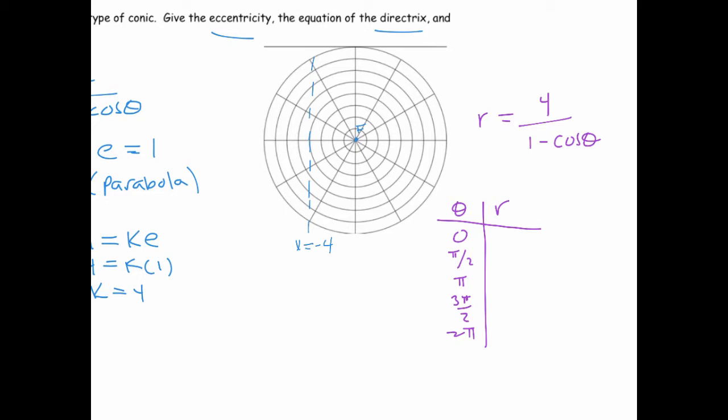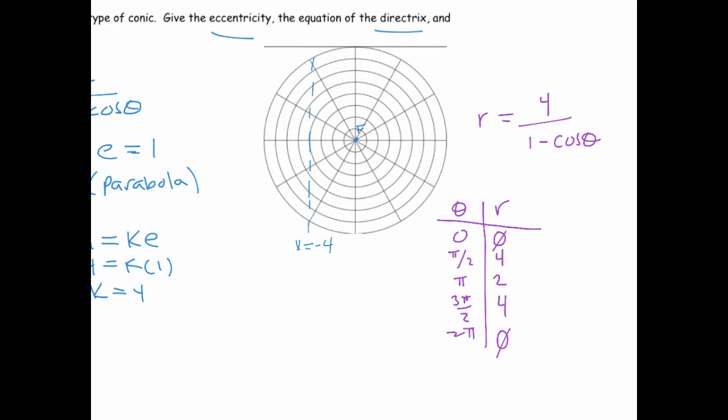Okay, when you plug in 0, you'll get 0 in the denominator because the cosine of 0 is 1. So there's no value there. And similarly, when you plug in 2 pi. And when you plug in pi over 2, cosine of pi over 2 is 0, so you get 4. When you plug in pi, you get a 2 in the denominator, since the cosine of pi is -1. So you get 4 over 2, which is 2. And when you plug in 3 pi over 2, again, cosine of 3 pi over 2 is 0, so you get 4 over 1 minus 0, which is 4.